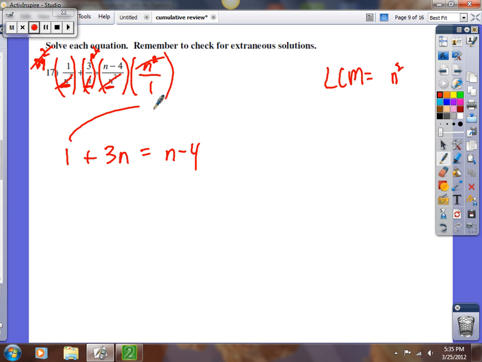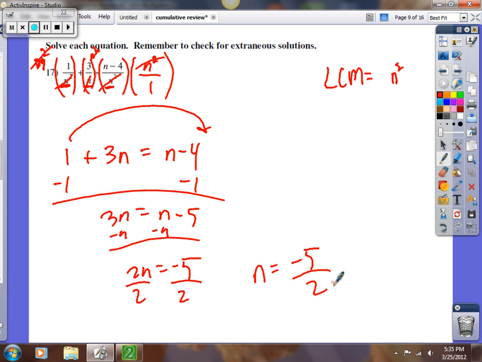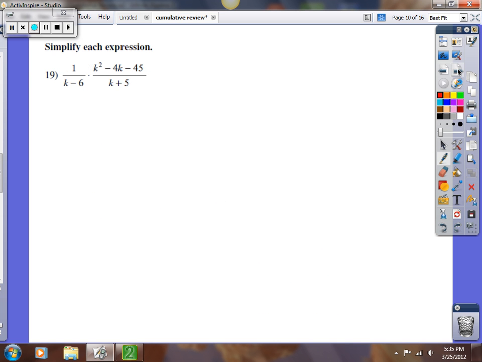Now I'm just going to move this over here. Minus 1, minus 1. So I've got 3n equals n minus 5. Minus n, minus n. I'm going to have 2n equals negative 5. Divide by 2, divide by 2. N is looking like it's a fraction, a negative 5 halves. And call it good. 19.